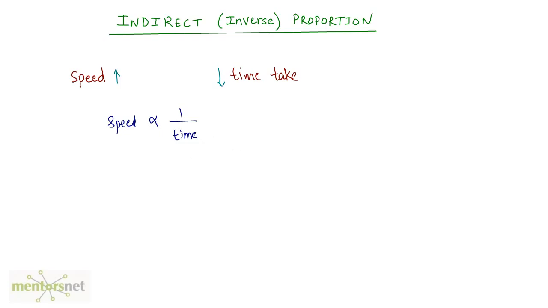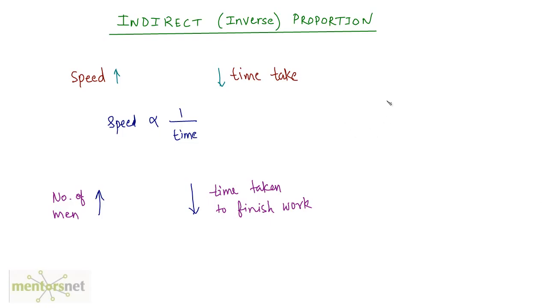What could be another example of inverse proportion? Well, if you have number of men and another quantity as the time taken to finish work. So the more the number of men, the less time it will take to finish the work, right? More men will do more work and hence we will finish the work faster.